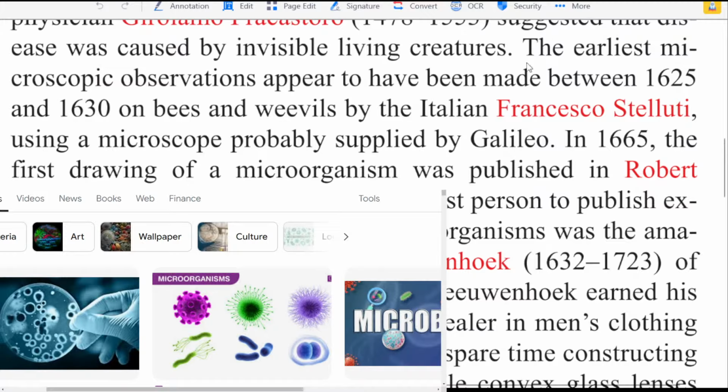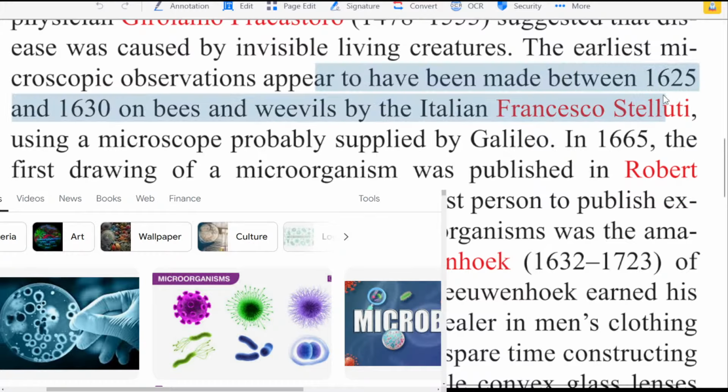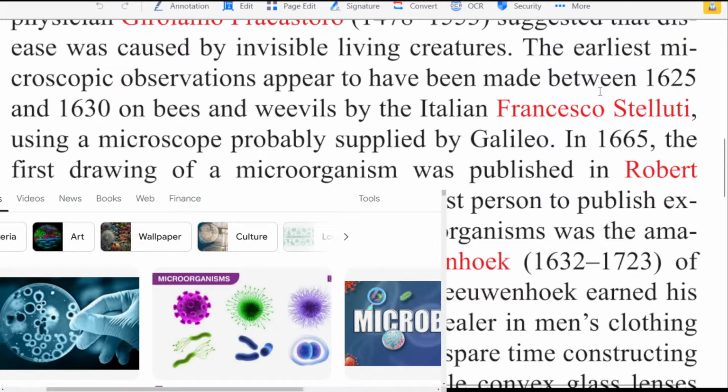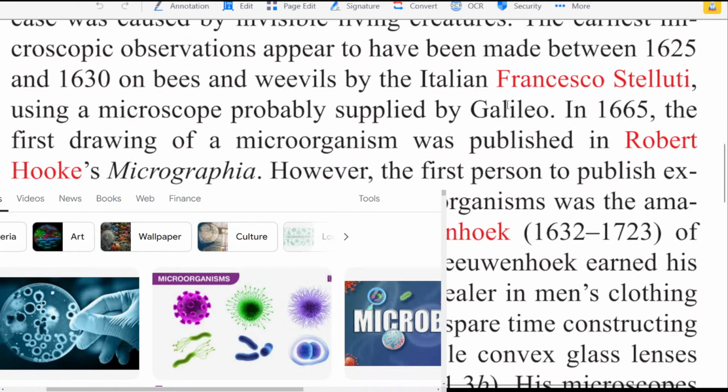The earliest microscopic observations appear to have been made between 1625 and 1630 on bees and weevils by the Italian Francesco Stelluti. Okay, the microscopic observation means it was using the microscope, and it was this scientist, Francesco. See, this already jumped to 1625, and when we were studying the landmarks of the history, we studied that in about 1500 the simple microscope, compound microscope was made, and I think it's because of that that Francesco Stelluti could see the bees and weevil parts under the microscope in a bigger frame.